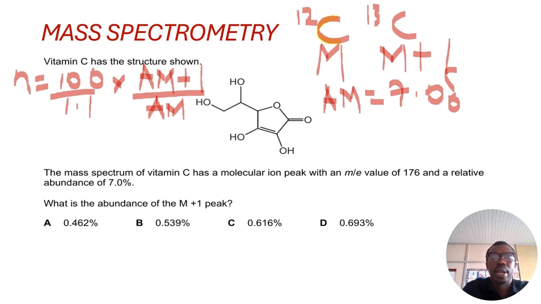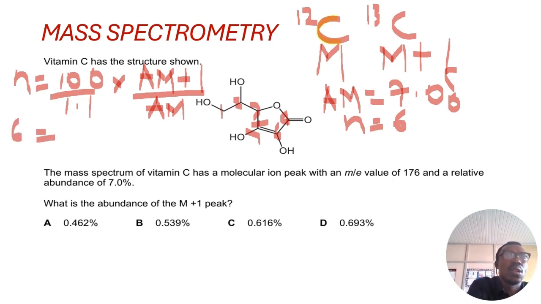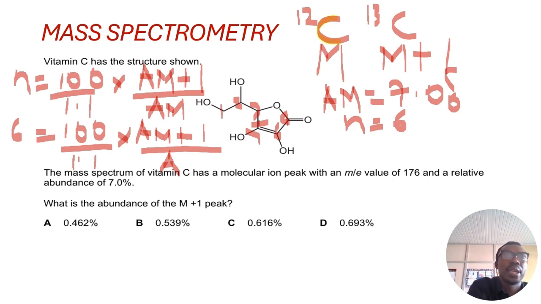So we need to calculate the number of carbon atoms. If you look at the structure, let's count the number of carbon atoms: 1, 2, 3, 4, 5 and 6. So the number of carbon atoms is 6. We apply the formula. N, which is 6, will be equal to 100 divided by 1.1 multiplied by the abundance of the molecular ion plus 1 over the abundance of the molecular ion peak. The molecular ion peak is 7.0.